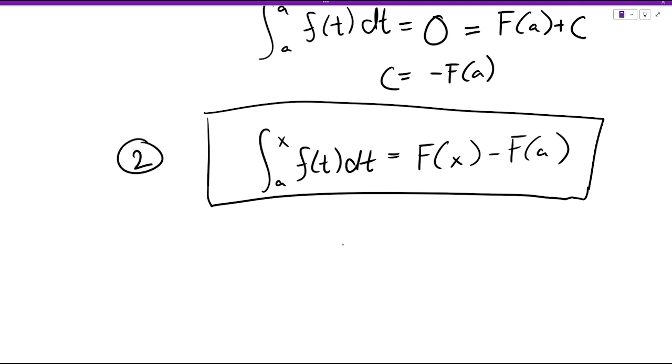And that's where I'll end this video. In the next video, we'll talk about actually evaluating these integrals using common methods like reverse power rule, U substitution, etc.